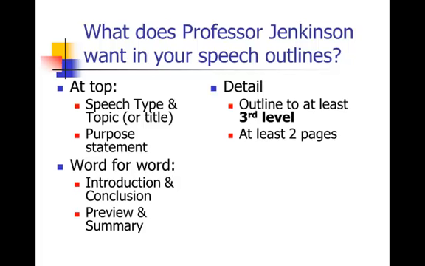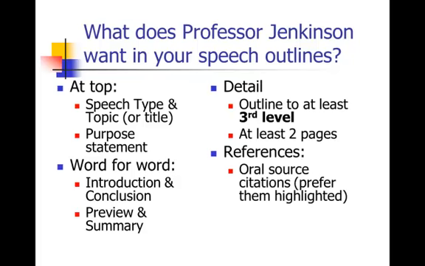That should not be difficult if you're outlining to the third level. And the details should be enough so that somebody could pick up your speech outline and read it and figure out what it was you were planning to say. In terms of references, if you're citing your sources in your speech, those are oral source citations, they need to show up in the outline proper where you actually cited them. I would like to see them highlighted because then it makes it easier for me to find them, to see how many you have, whether they're used appropriately, and whether they're good quality.